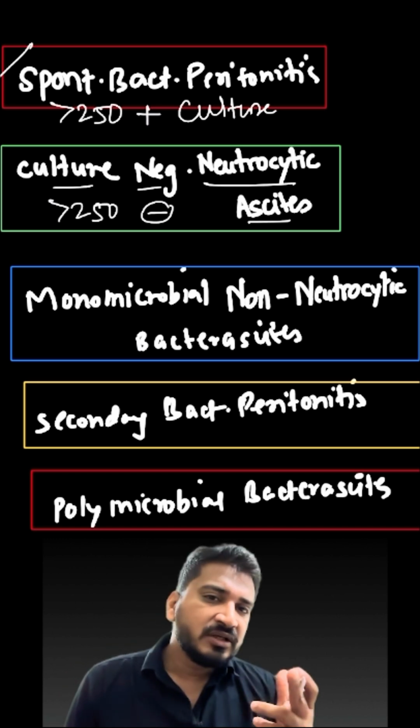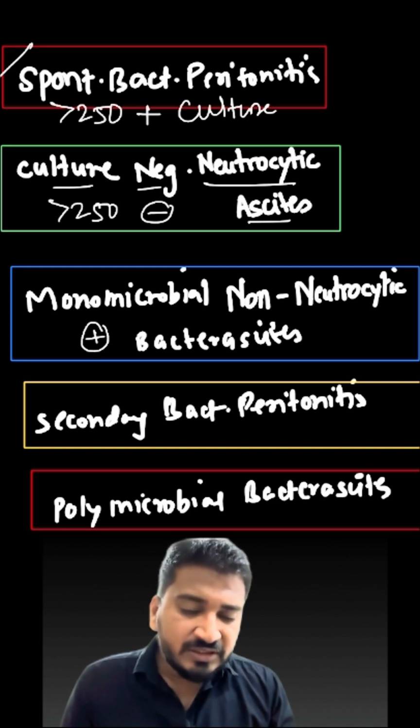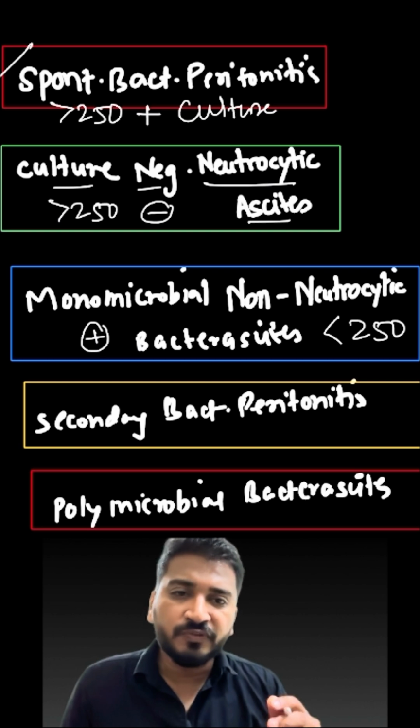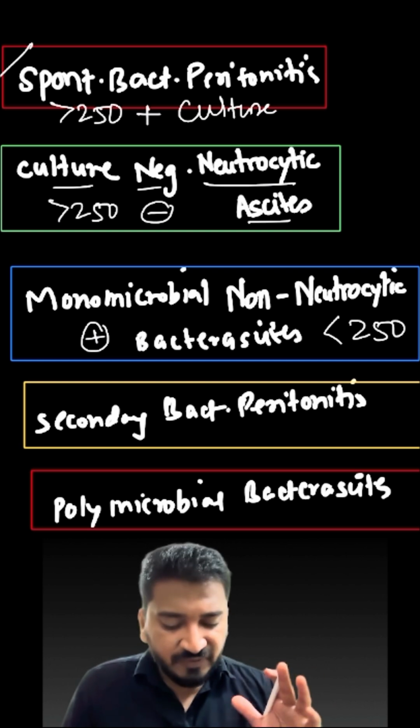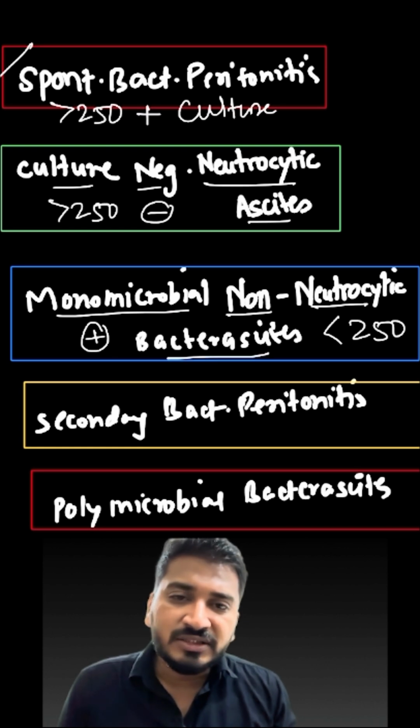And just the reverse of it, that is, the patient's culture is positive but the neutrophils are less than 250, then we call it monomicrobial non neutrocytic bacterial ascites.